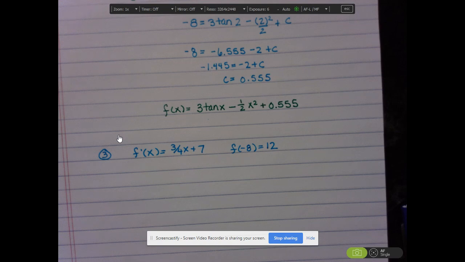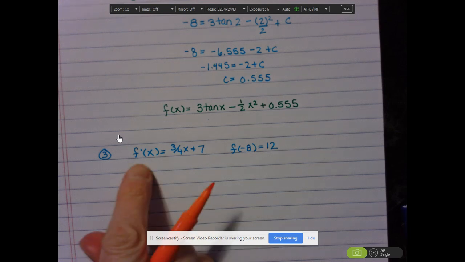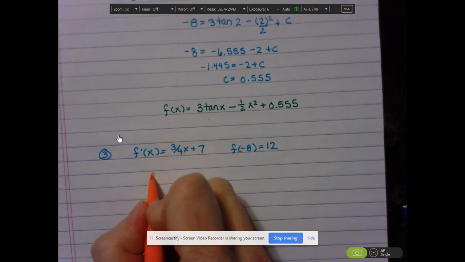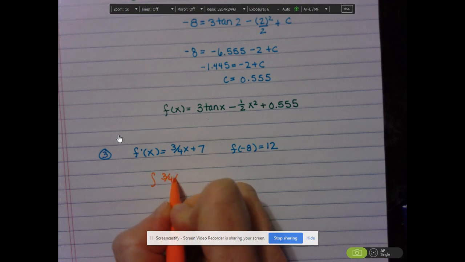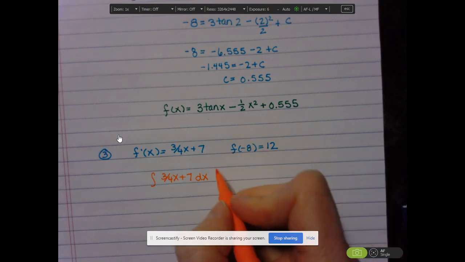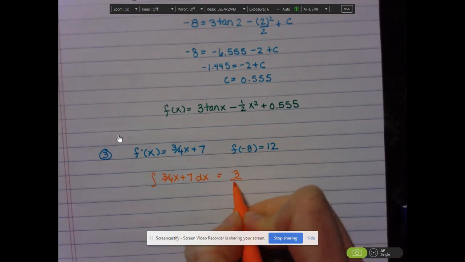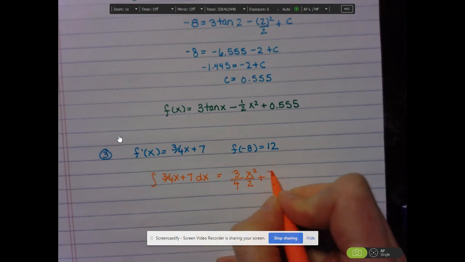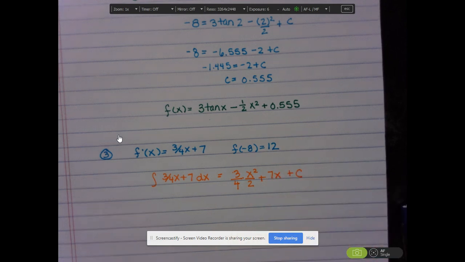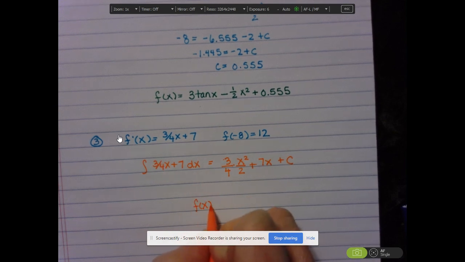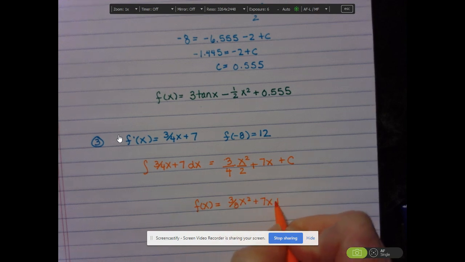Okay, hopefully you paused, got an answer. Let's see if your answer is right. Derivative, information about the original function, we're going to integrate. So I'm going to integrate 3/4 x plus 7 dx. Again, don't forget that dx. So I take my 3/4 multiplied by x squared divided by 2, plus 7x plus c. Don't forget your plus c. So as of right now, a general solution would be 3/8 x squared plus 7x plus c.